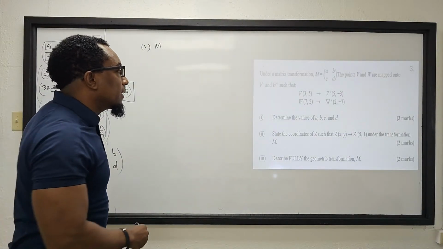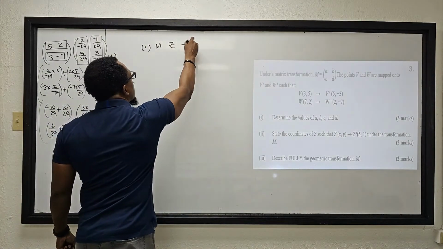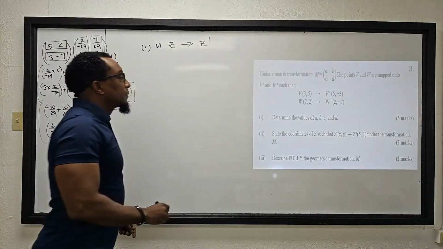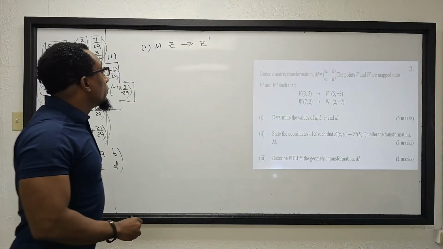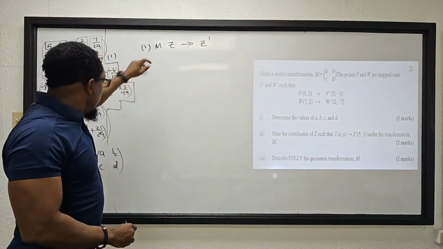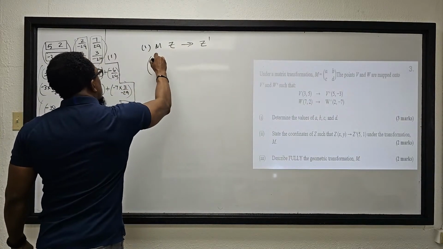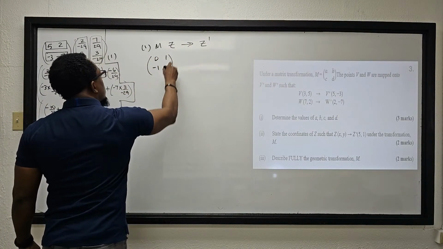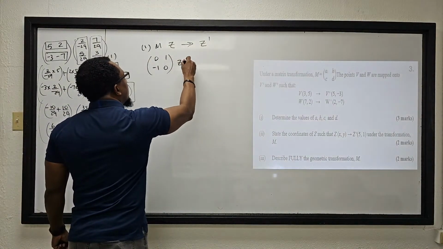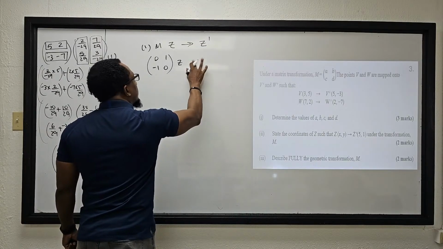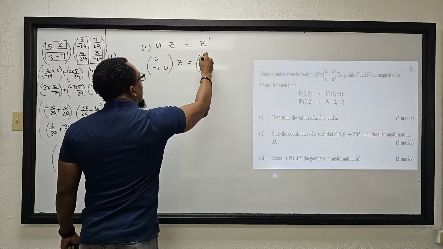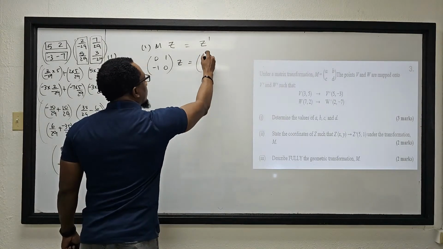So state the coordinates of Z. So M maps Z onto Z prime. Good? And we want to determine the coordinates of Z. So we got M to be 0, 1, negative 1, 0. And this obviously maps Z onto Z prime, which we put an equal sign, whose coordinates are 5, 1.